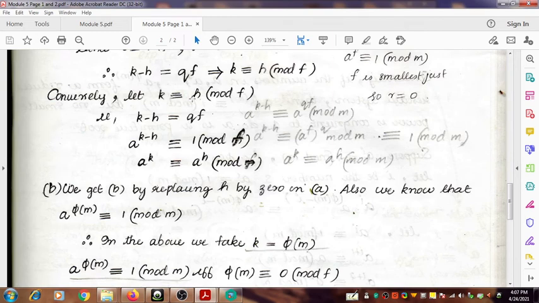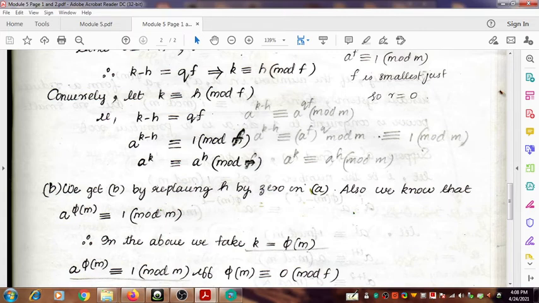Then since K is congruent to H mod F, that is K minus H is equal to a multiple of F, that is written as Q into F. To avoid confusion with the previously taken Q, this Q is different from that Q. It is written as some suitable integer Q. So K minus H equal to some suitable integer Q into F, and therefore when you use that quantity as the power of A, then A raised to K minus H will be congruent to 1 mod M. That you can verify.